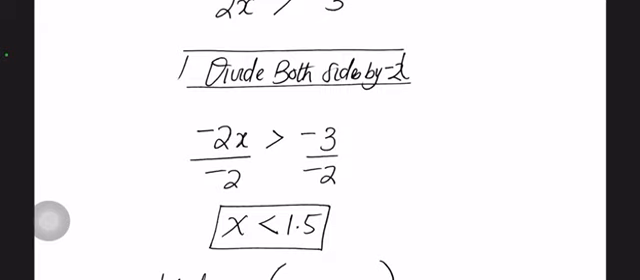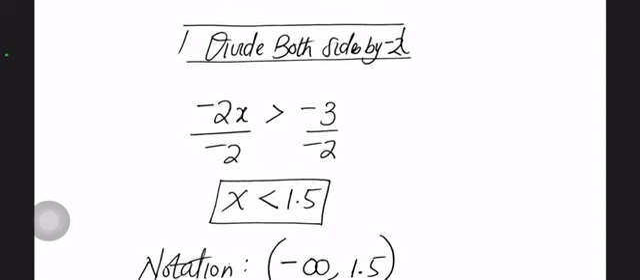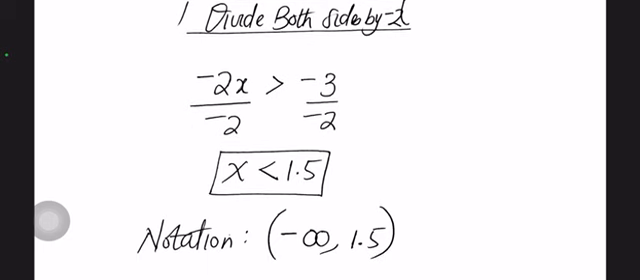Here we're dividing through by negative 2. Okay, so where we had a greater than sign, there we're going to have a less than sign. So x is less than 1.5. How do we present this in notation form? So we're saying values of x that are less than 1.5, right?